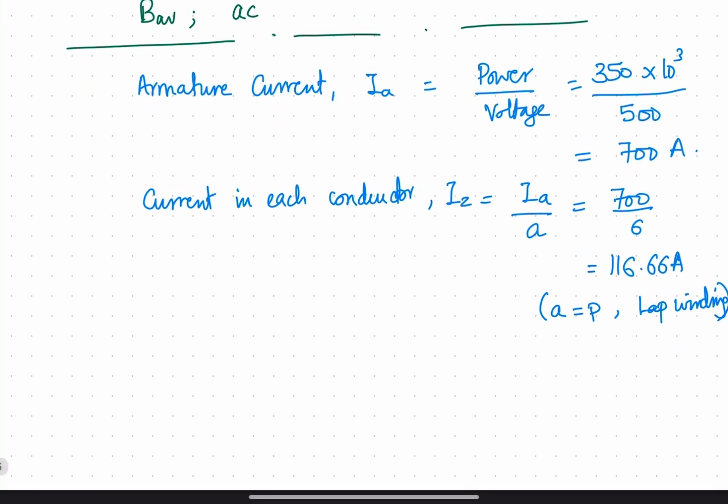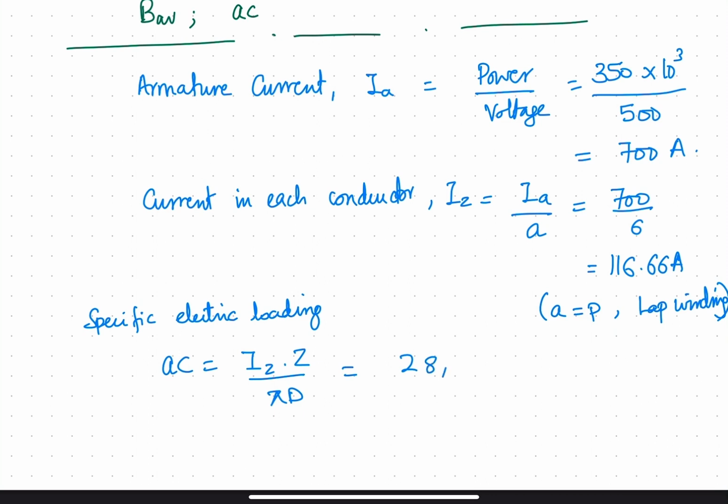Now the specific electric loading AC is equal to IZ times Z divided by pi D, and when you substitute these values, this comes out to be 28200 ampere conductors per meter. Okay, so this is the specific electric loading.